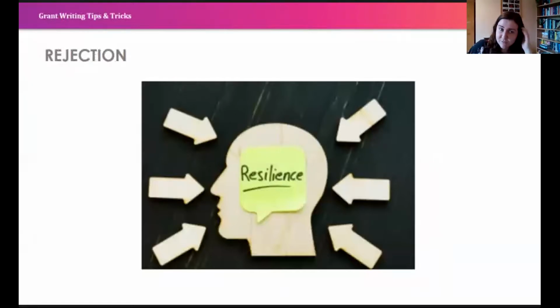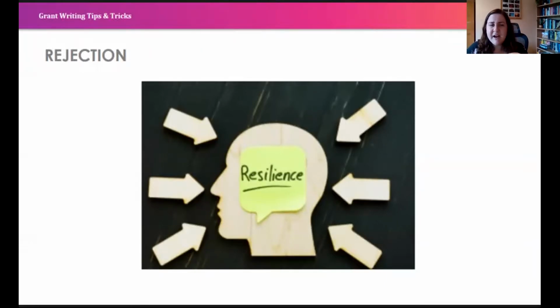And then the next thing is rejection, which happens. It's inevitable. It's part of grant writing. Sometimes, particularly if you put your heart and soul into an application, it can be really devastating. But don't take it personally. It doesn't mean that your project wasn't good. It just meant that maybe that wasn't the right opportunity for it, or there was somebody else who was just that little bit better. So don't take rejection personally.